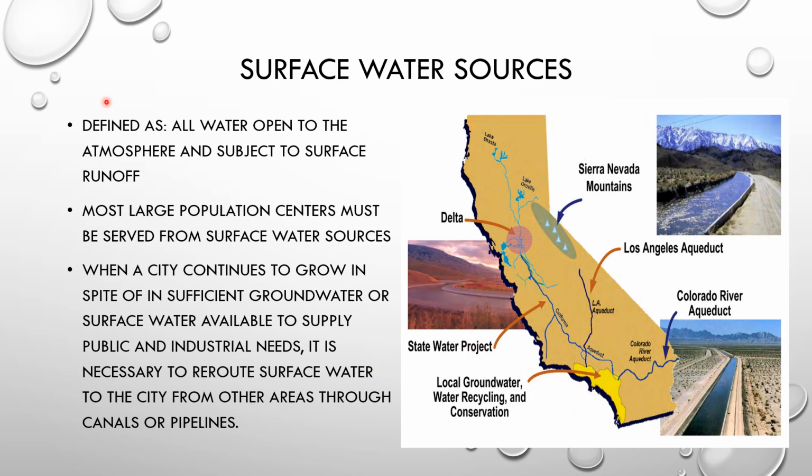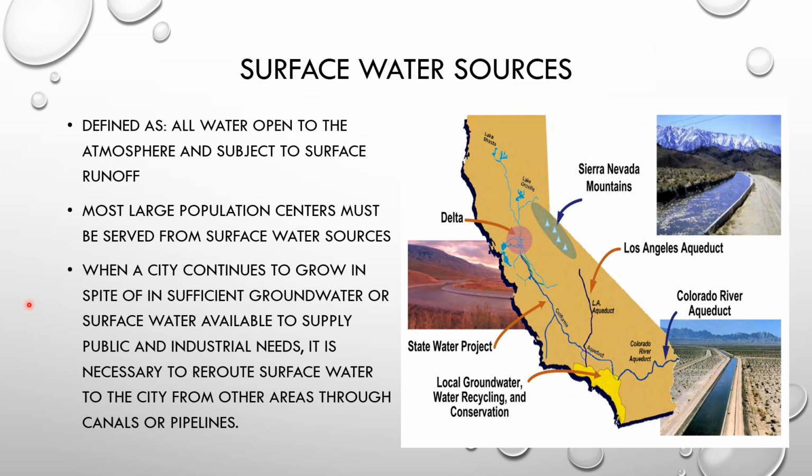So, what is surface water? It's all water open to the atmosphere and subject to surface runoff. Most large population centers must be served from surface water sources. It's the fastest way to move large amounts of water, and when you have large populations, that is the only way to get water to them in an efficient manner.